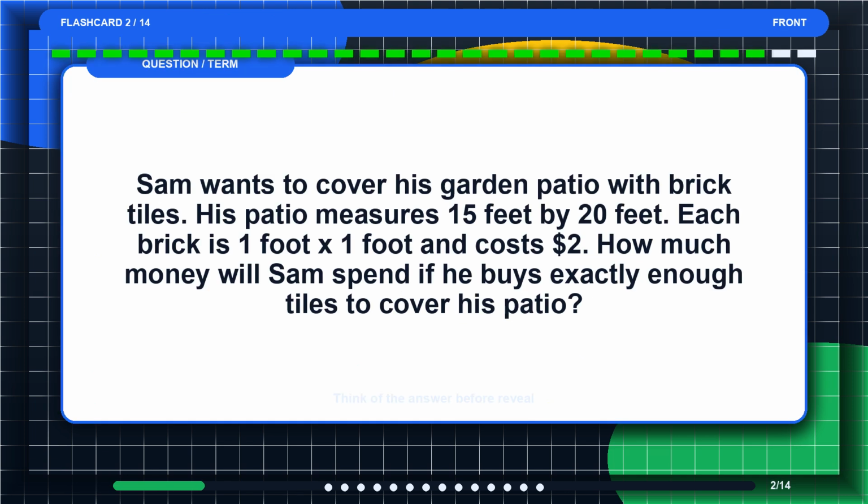Flashcard 2. Sam wants to cover his garden patio with brick tiles. His patio measures 15 feet by 20 feet. Each brick is 1 foot by 1 foot and costs $2. How much money will Sam spend if he buys exactly enough tiles to cover his patio? Pause and think of the answer before the review.